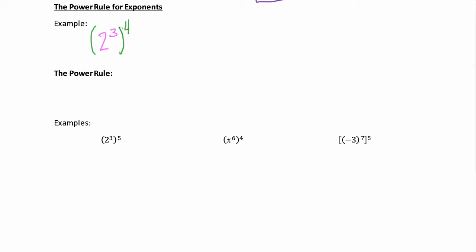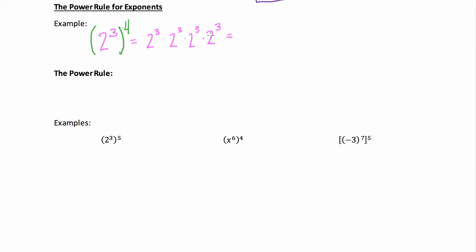So what that means is to raise something to the fourth power means to multiply it by itself that many times. So to the fourth power means multiply by itself 4 times. So what I end up with is 2 cubed times 2 cubed times 2 cubed times 2 cubed.